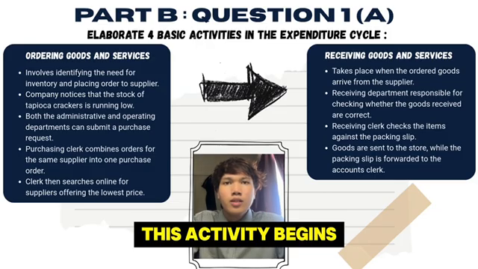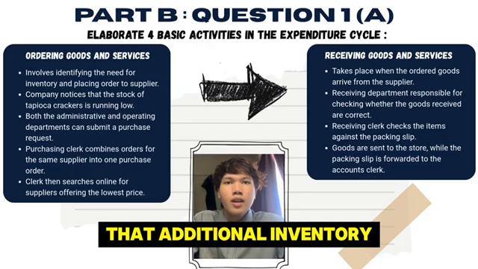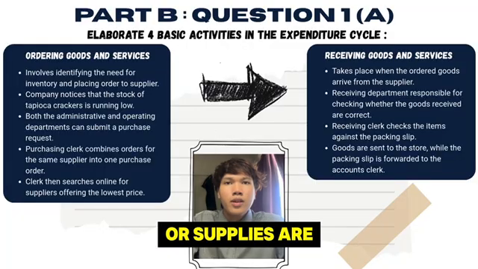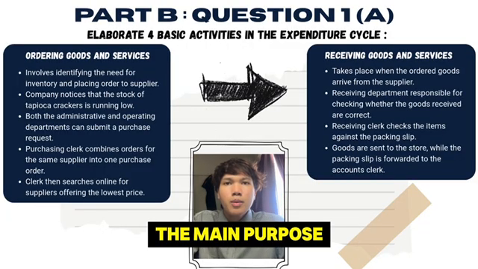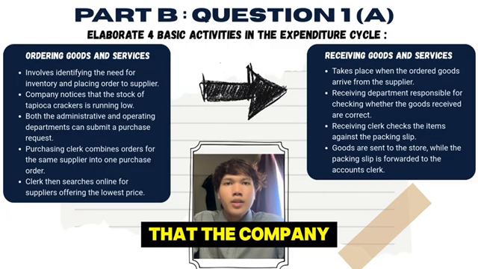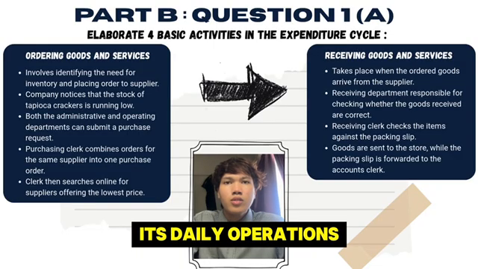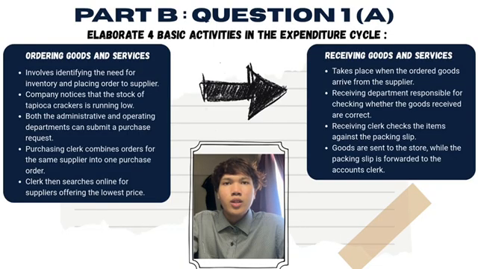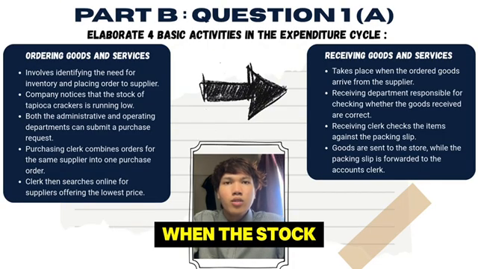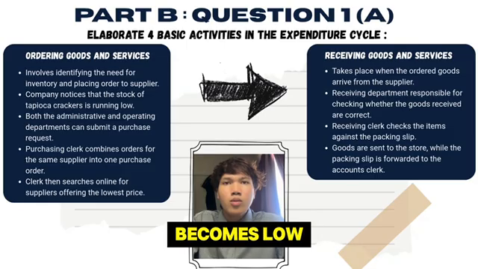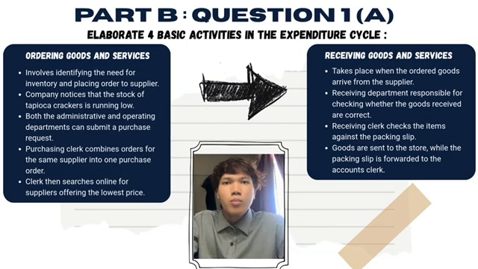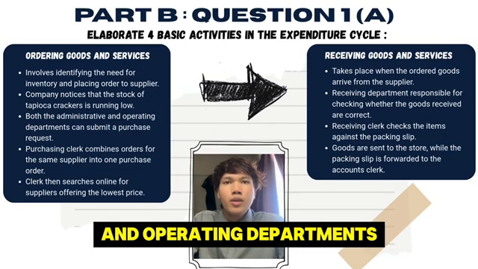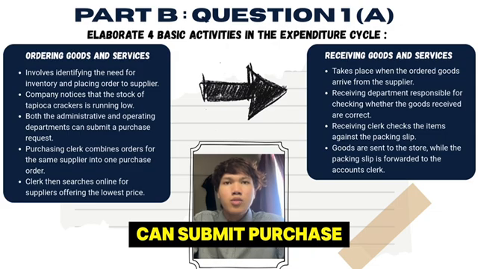This activity begins when a company identifies that additional inventory or supplies are needed. The main purpose is to make sure that the company has enough stock to support its daily operations and meet customer demand. In the case of Sedap Crispy Sindiran Berhad, this process starts when the stock of tapioca crackers becomes low. Employees from both the administrative and operating departments can submit purchase requests.